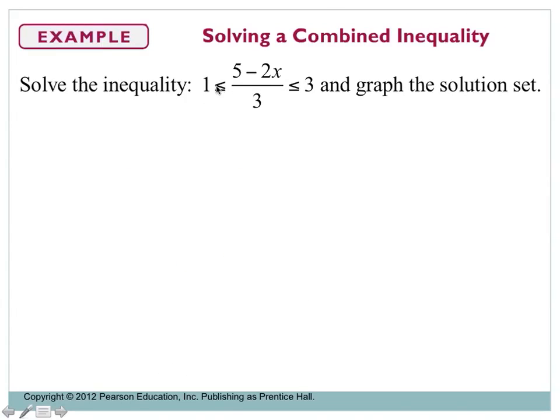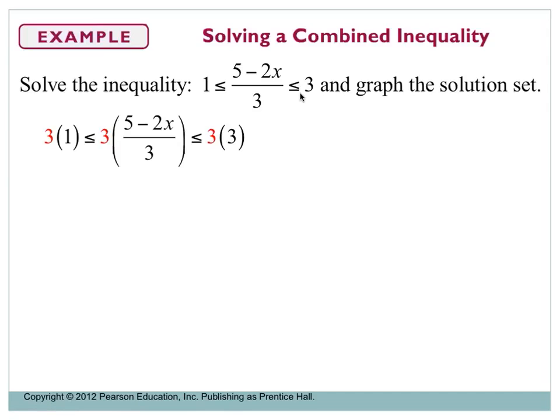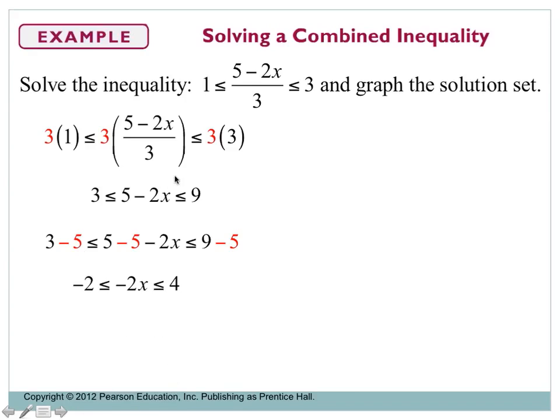All right, if you have something like this, 1 less than or equal to (5 minus 2x) over 3, which is less than or equal to 3, we're just going to multiply everything by 3 in order to get rid of this fraction, which is probably the part that you guys don't like. 1 times 3 just gives you 3. The 3's are going to cancel in the middle, and 3 times 3 just gives you 9. Since we have a 5 here, we're going to subtract 5 from all sides. 3 minus 5 gives you -2. 9 minus 5 gives you 4.